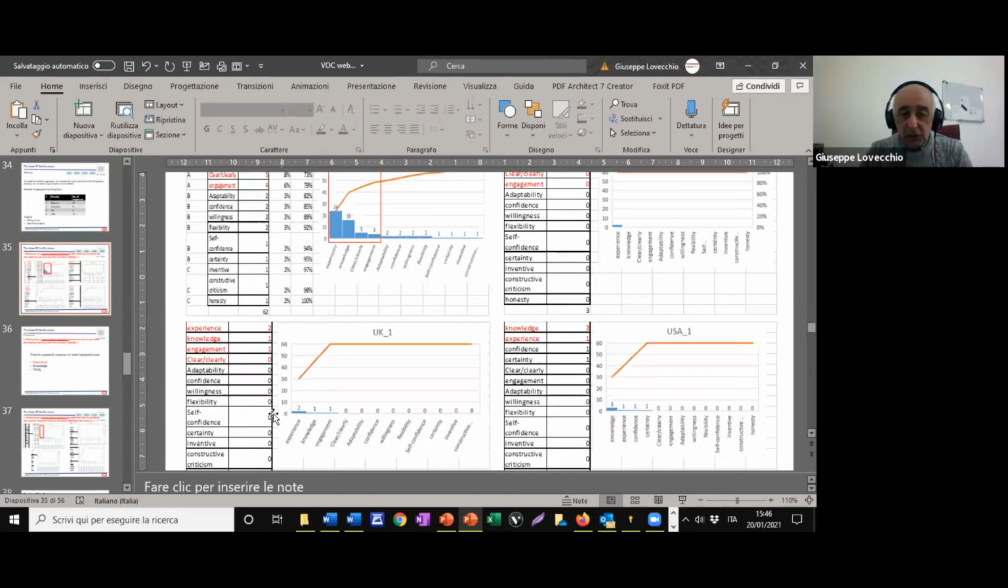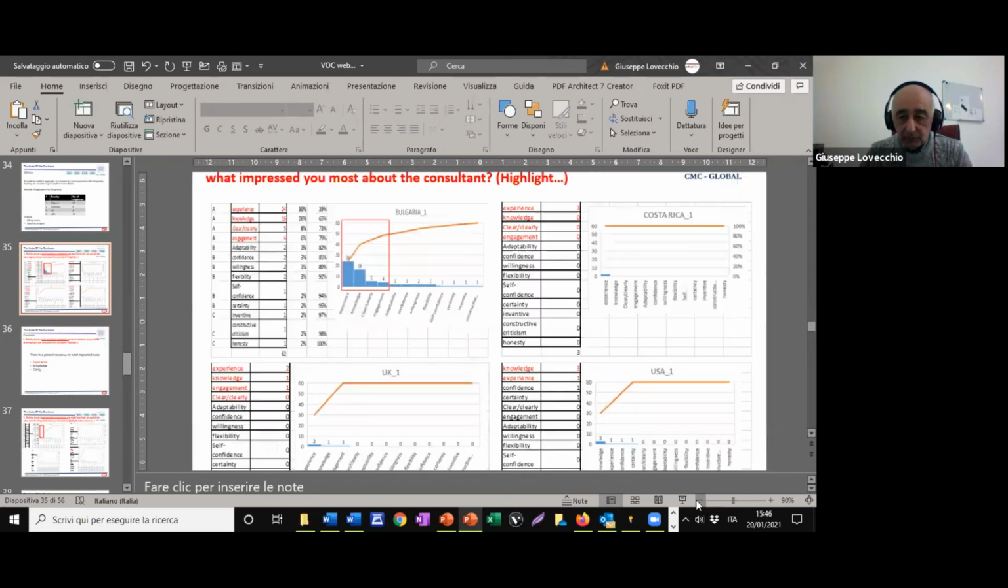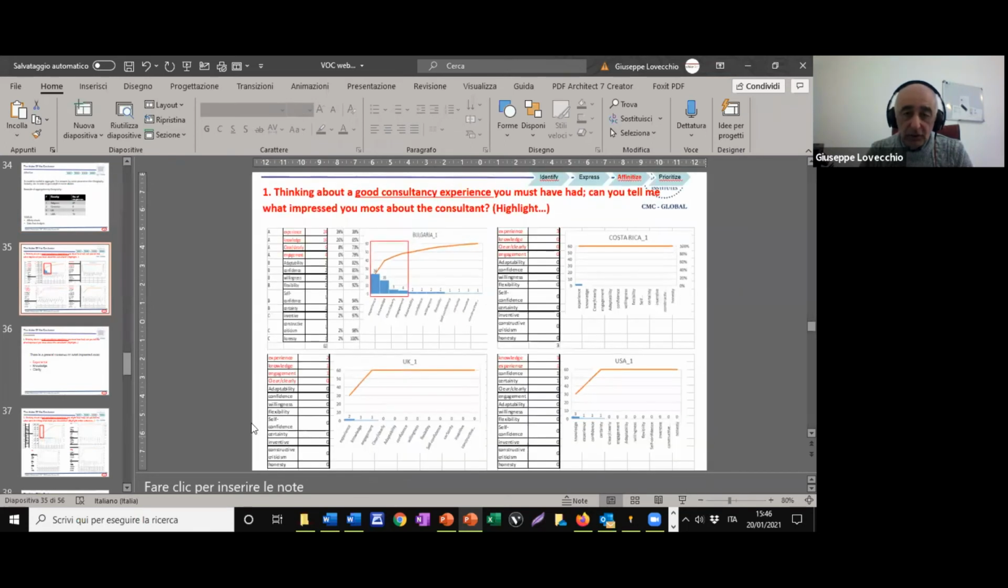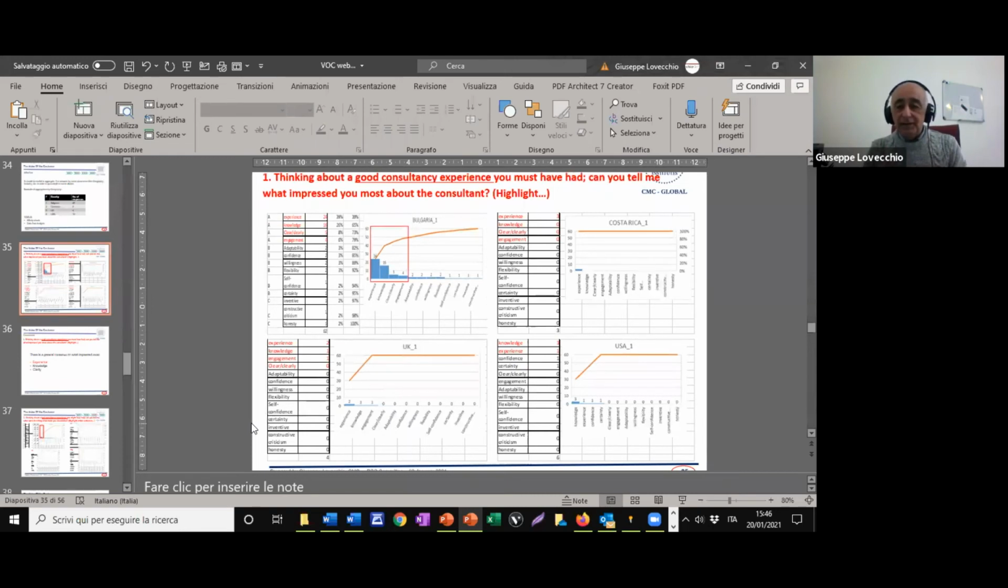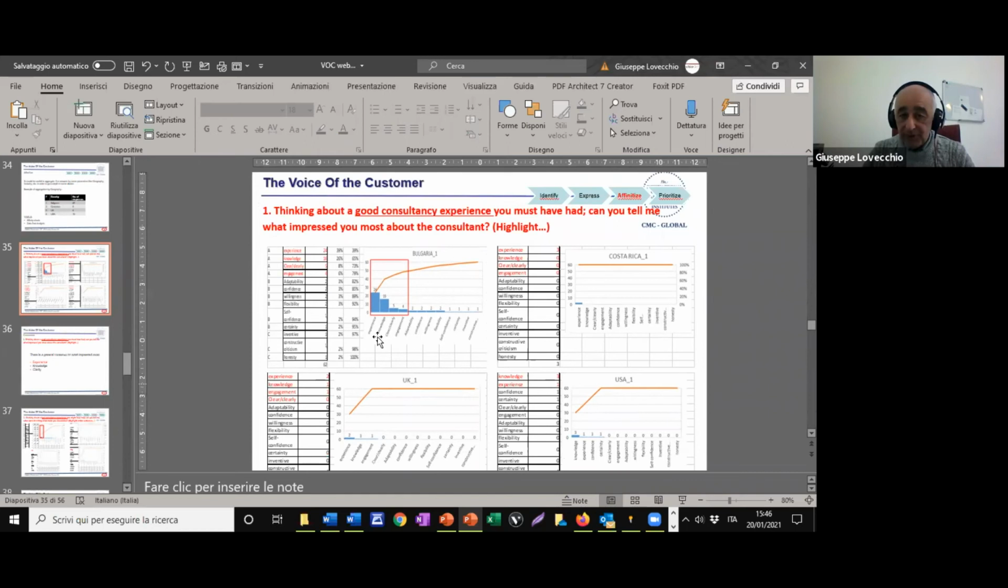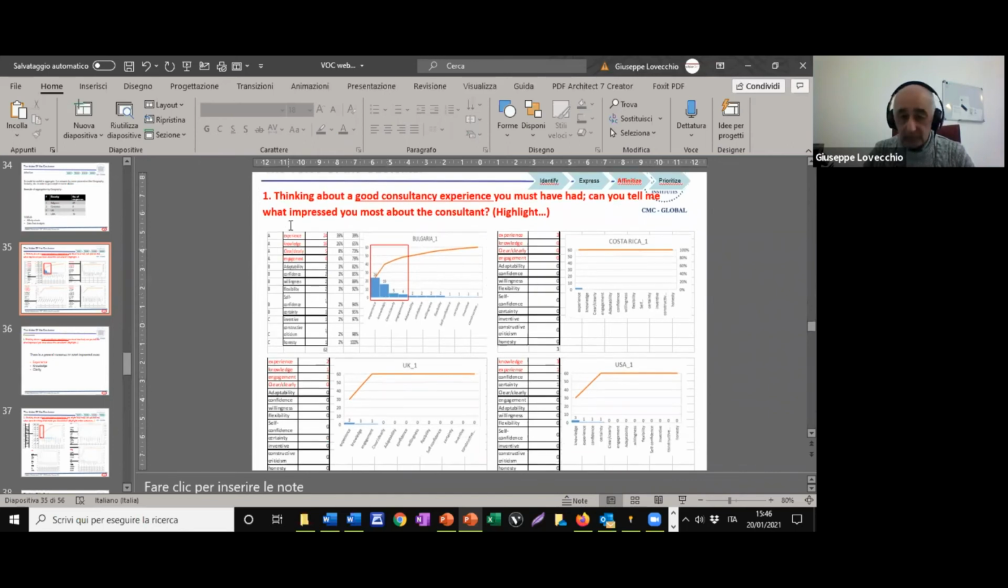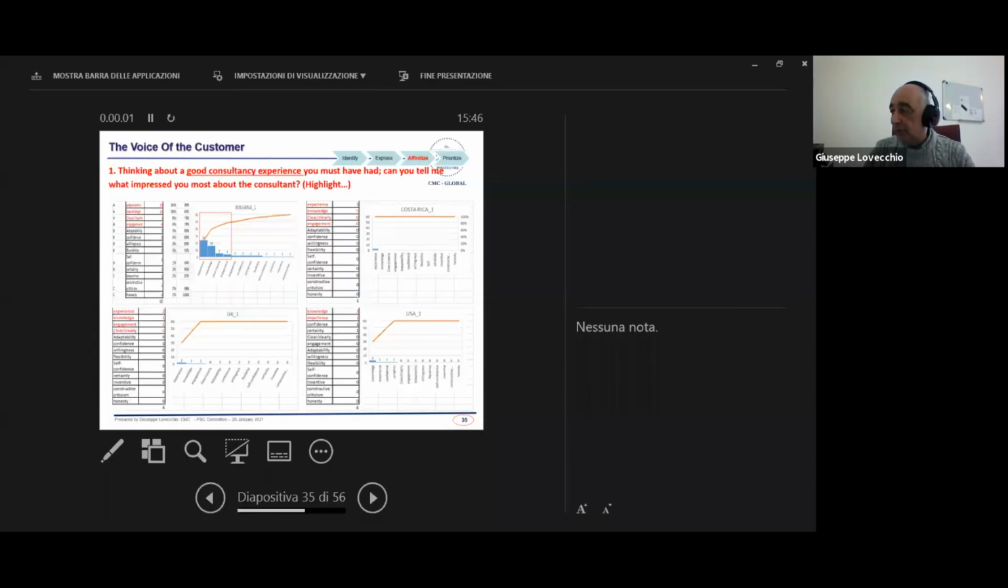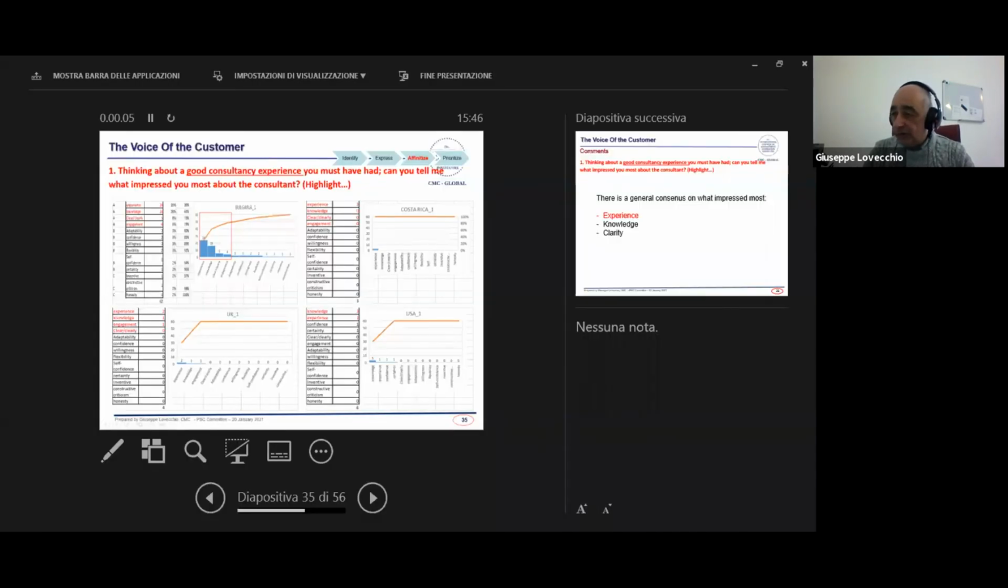Yeah, of course, you see here all the answers. We divided these answers by geography, by country. For each of the 7 questions, we did the Pareto analysis. So the first one, for example, I show you the first one. So you see the differences, no? Here you can see the Pareto analysis done by each of them.